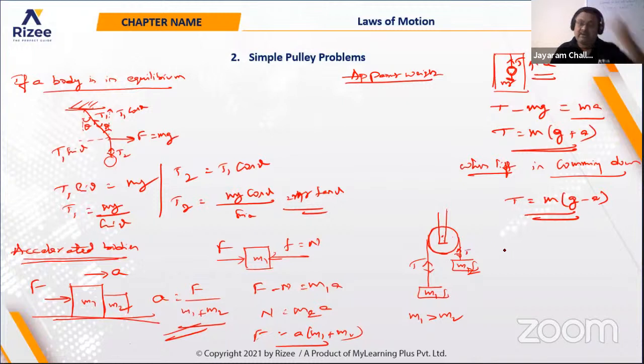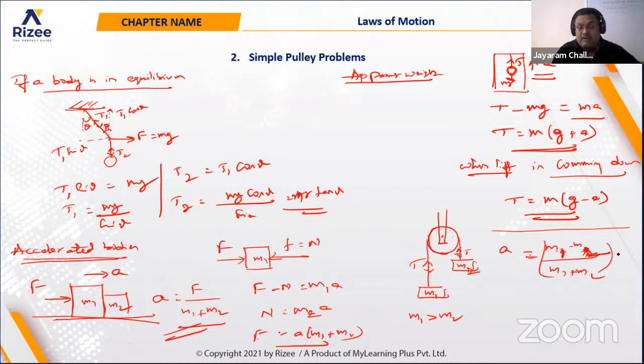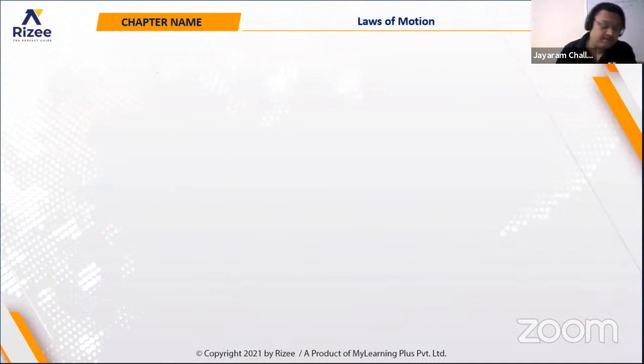Then you can find the acceleration of the system. a is equal to the greater value minus the smaller value. If you take m1 as greater, then m2 will obviously be smaller. So a = (m1 minus m2)/(m1 plus m2) into g, and the tension is T = 2m1m2/(m1 plus m2) into g. So these are the Atwood machine conditions, and you should be very careful with them.